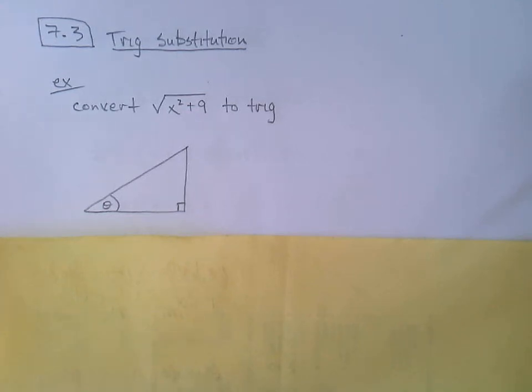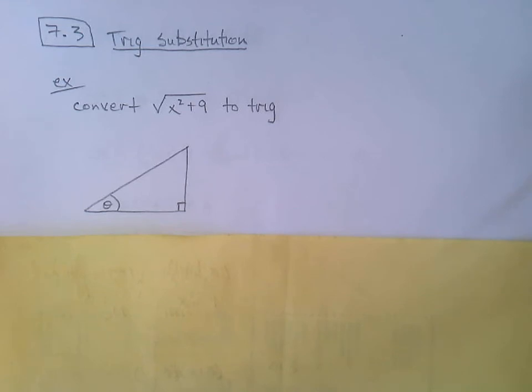7.3 is trig substitution, a very different way of thinking about trig getting involved in your integrals. So we're going to begin with something that looks a little strange, but this is what we're going to do throughout learning this technique. So this will set us up very well before we get to an actual integral. We're going to convert the square root of x squared plus 9 to trig.